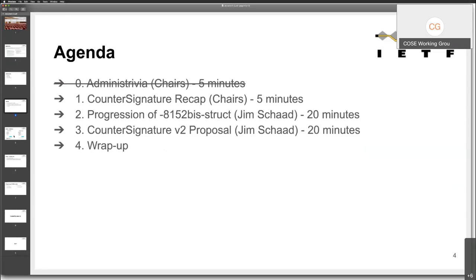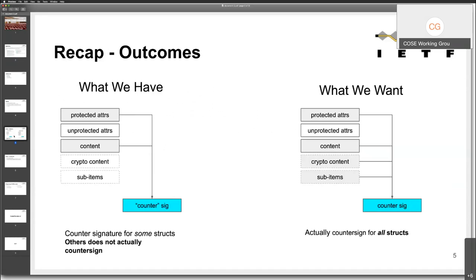So for a recap really quick, what we have today for counter signatures is we protect a couple of things, which works out fine for a couple of our structures, but doesn't actually do a counter signature for most of them. What we really want is something that does act as a counter signature rather than a parallel signature, which is what we've got today. Jim has pushed out an email going over one possible approach that we can go into some more depth.